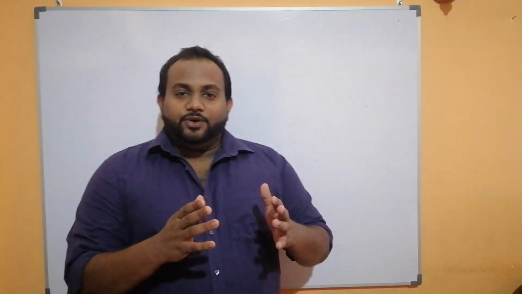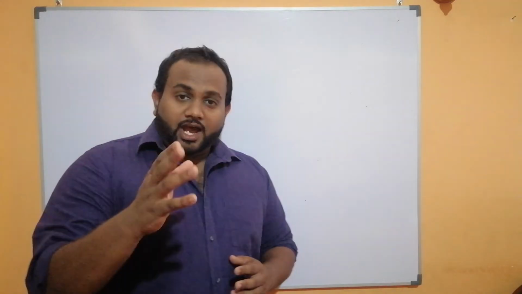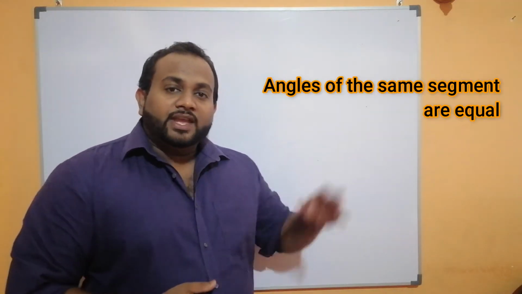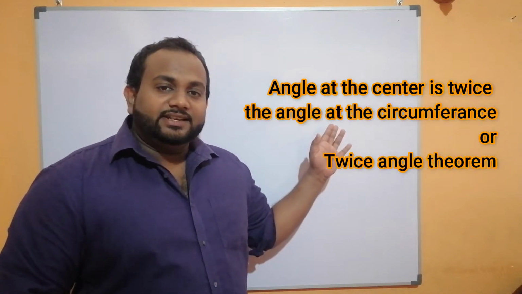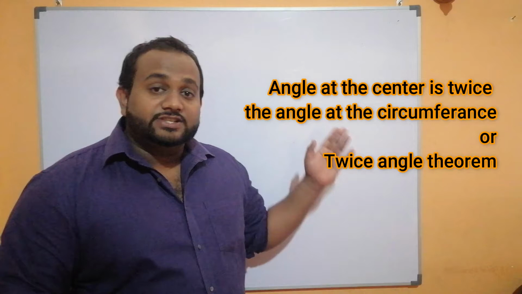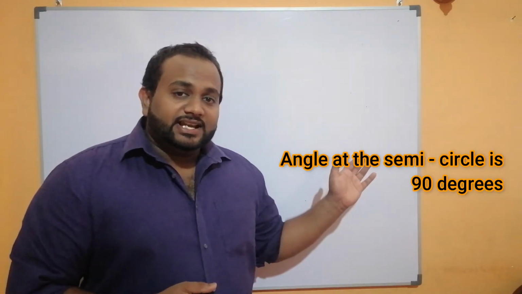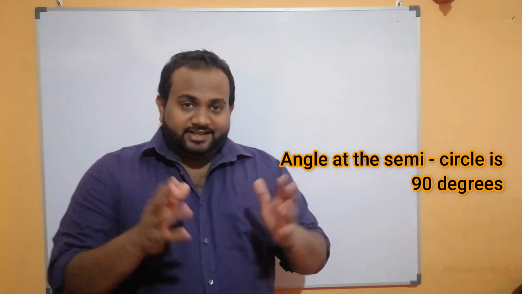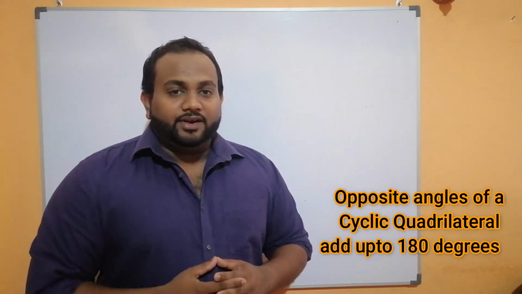In the last video, I taught you all the very basics of circle theorem. Now, I am going to teach you: all angles of the same segment are equal; the angle at the center is twice the angle at the circumference, or the twice angle theorem; the angle at the semicircle is 90 degrees; and the opposite angles of a cyclic quadrilateral add up to 180.